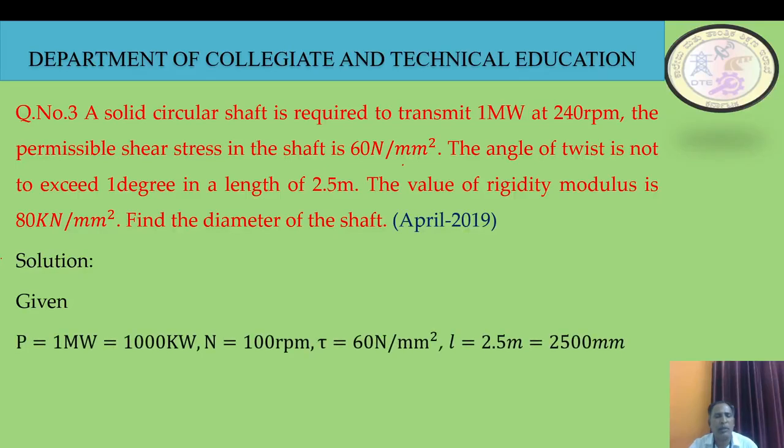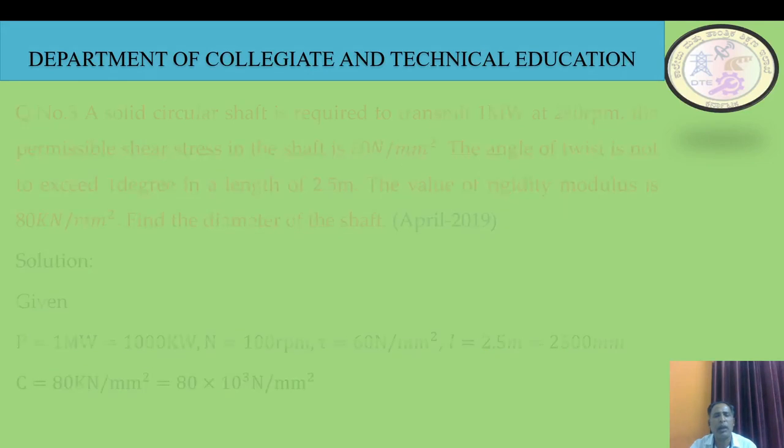P should always be in kilowatt because we are using the formula P is equal to 2πNT divided by 60,000. So here the power transmitted is 1 megawatt, that is equal to 1000 kilowatt, and N is 100 rpm, tau is 60 Newton per mm square, and L is 2.5 meter, that is equal to 2500 mm, and the value of modulus of rigidity is also given, that is 80 kilonewton per mm square, that is equal to 80 into 10 raised to 3 Newton per mm square.